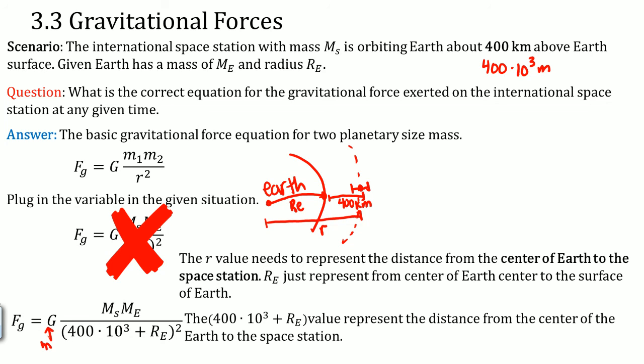Please note that the 400 times 10 to the third plus re value here represents the distance from the center of the Earth to the space station. So this will be the correct gravitational force equation for the two planetary-sized masses.